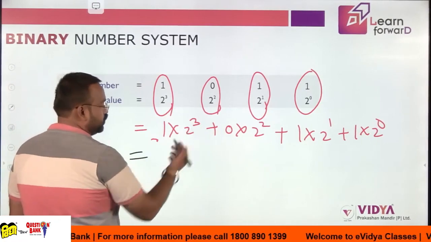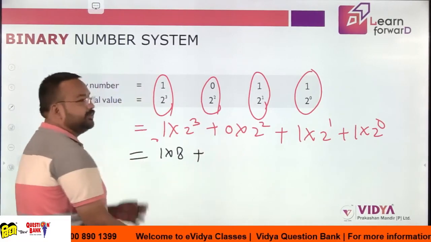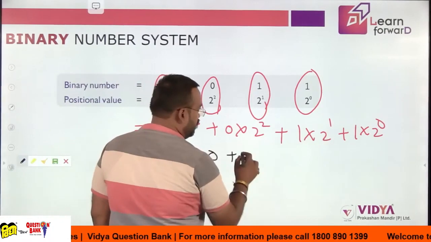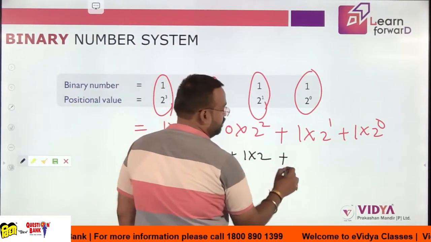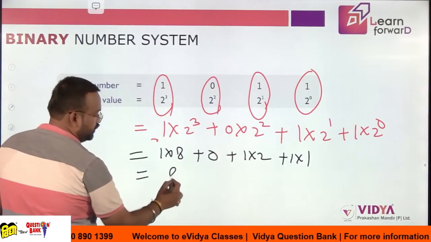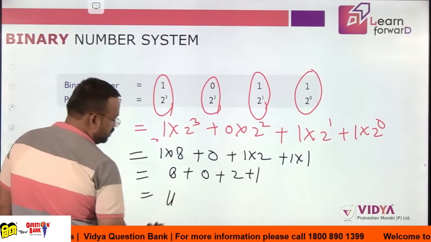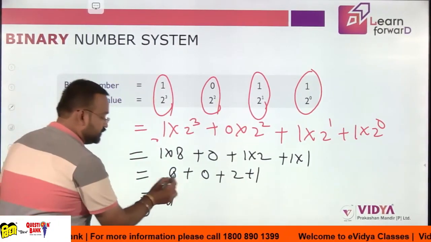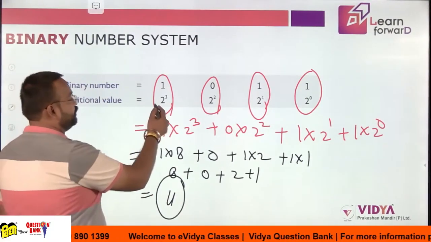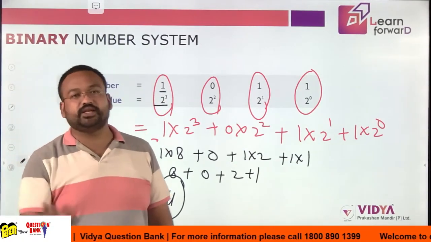So 2 to the power 3 is 8, that is 1 into 8, plus whatever you multiply with 0 comes as 0, plus 2 to the power 1 is 2, plus 2 to the power 0 is 1. So it is 8 plus 0 plus 2 plus 1, which is equivalent to 11. So this number is a decimal number, because these are the positional values, and once we multiply the digits with the positional values, we get the decimal number.